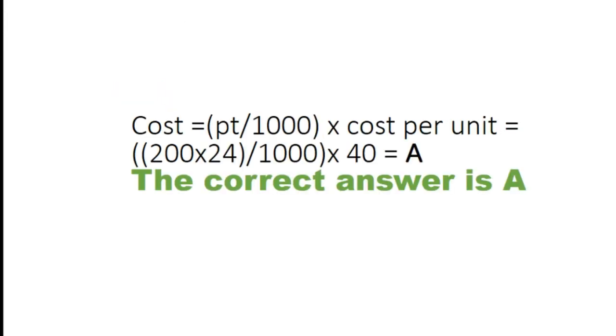Let's look at how we got A. The cost is equal to PT all over 1000 times cost per unit. So our P is 200, our T is 24, and when we divide that by 1000 and multiply it by 40, which is the cost per unit, we arrive at the answer A.